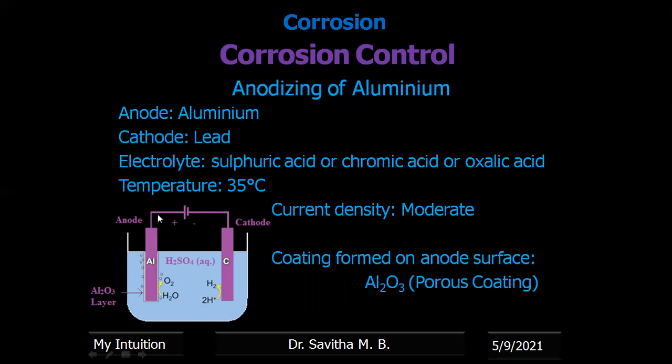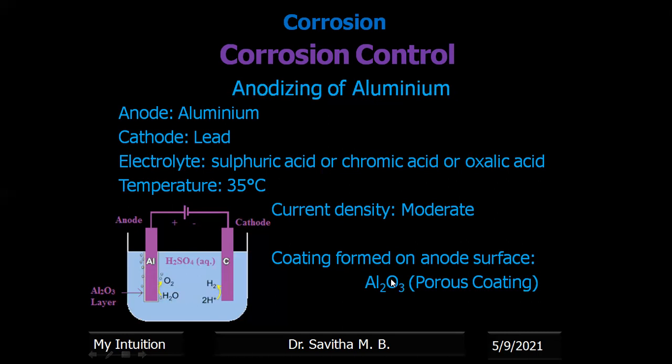It is connected to the terminals. It is dipped in the electrolyte, which is chromic acid or oxalic acid. A suitable temperature and current density are maintained. With this, the aluminium undergoes corrosion and forms aluminium oxide, which is a corrosion product. Later, this product will completely isolate the underlying metal, right?